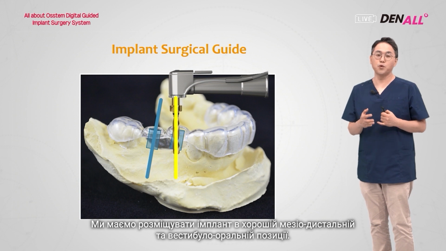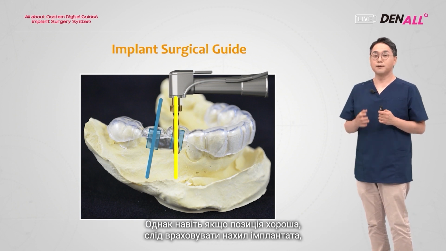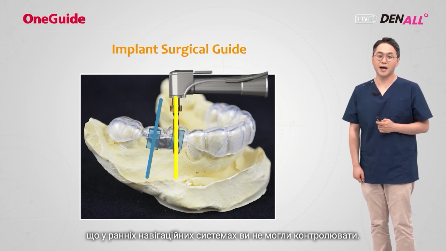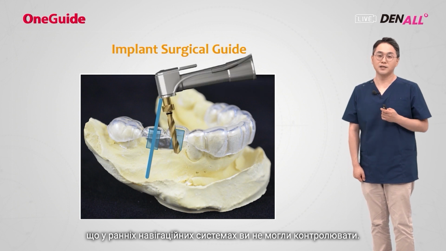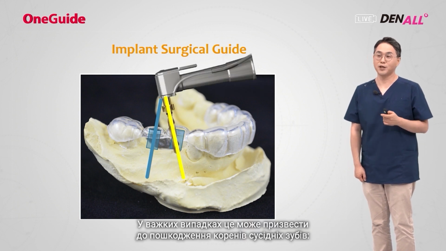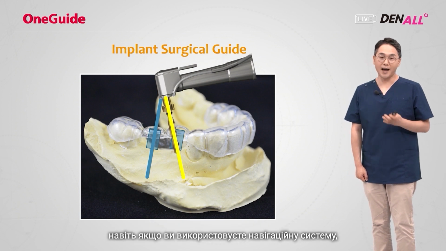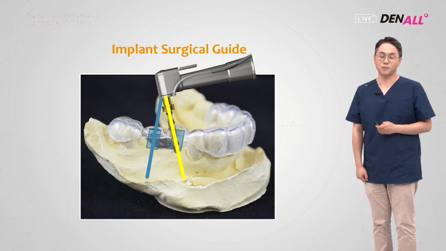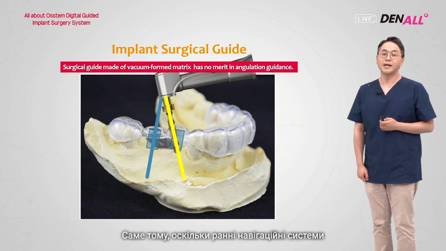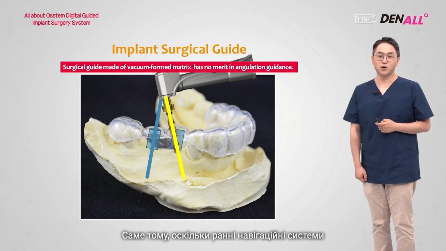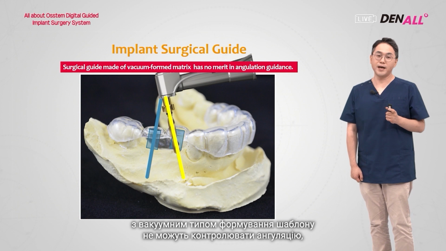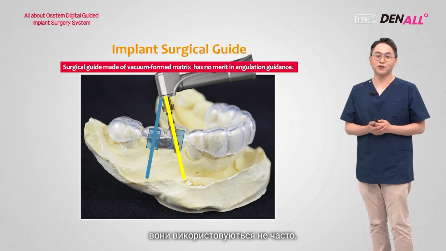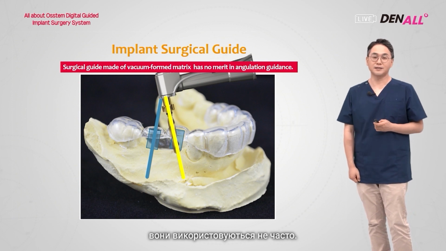A good mesiodistal and buccopalatal position is where we should place the implant. Even if the position is good, implant angulation also needs to be considered. So in an early stage guide, you cannot control angulation. In a severe case, it would damage the roots of adjacent teeth. Even if you use the guide, the angulation can be wrong or you can cause complications. Therefore, the vacuum-forming matrix type of early surgical guide cannot control angulation, so it's not frequently used. ROI: compared with the effort, you get not much.